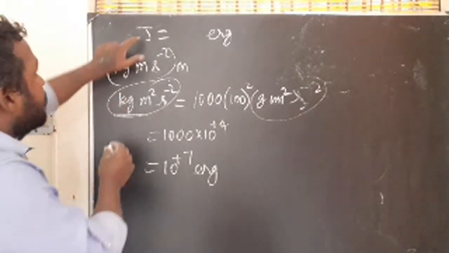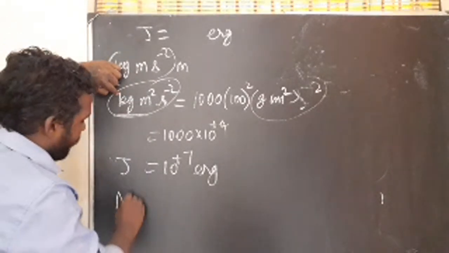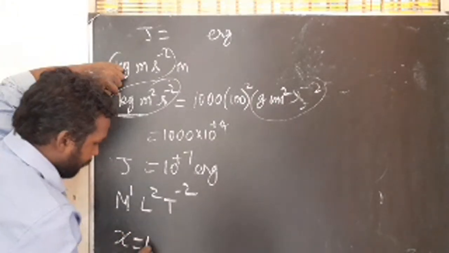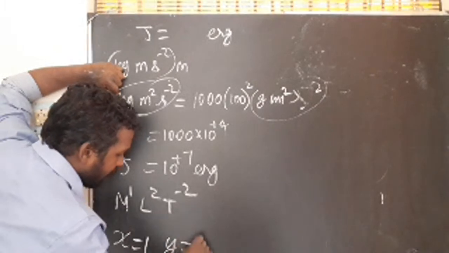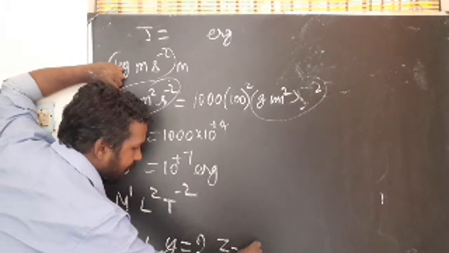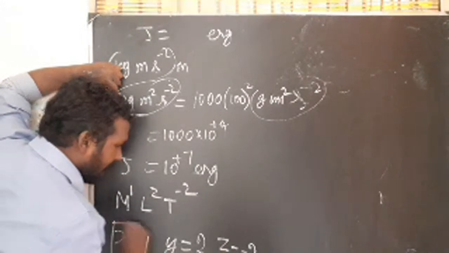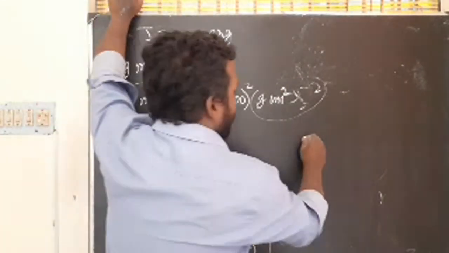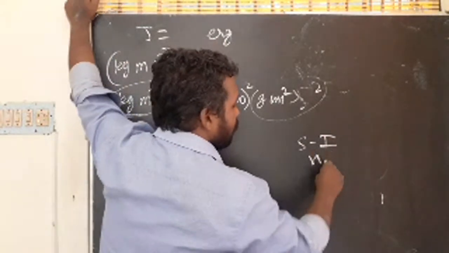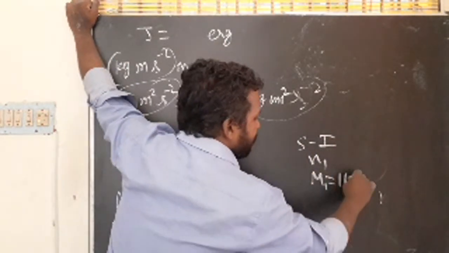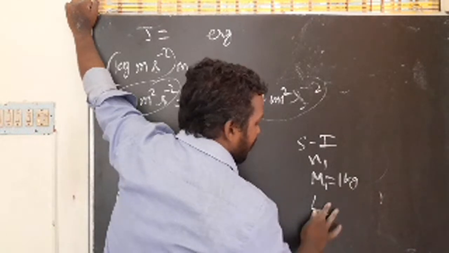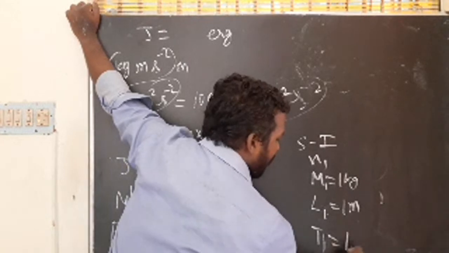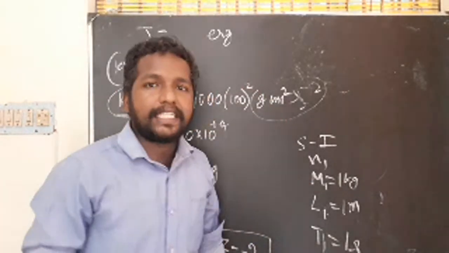First we will find the dimensional formula for this: M power 1, L power 2, T power minus 2. X is 1, Y is 2, Z is minus 2. Easily we will calculate. So now we will come to know all three values X, Y, Z. Now conversion. SI unit: N1 is Joules, M1 is 1 kg, L1 is 1 meter, T1 is 1 second. Why am I writing like this? Because it follows the MKS system, meter kilogram second.